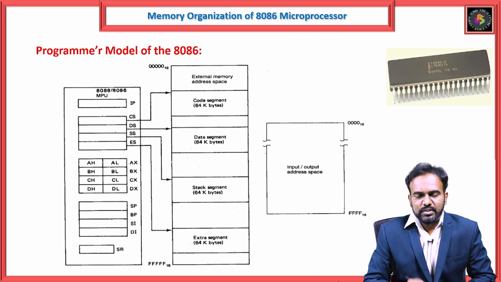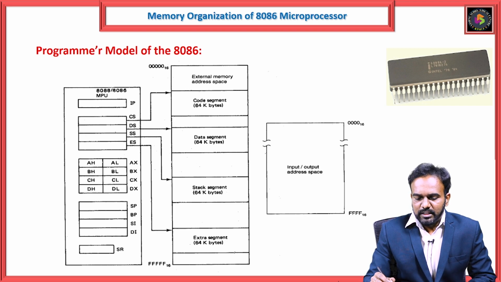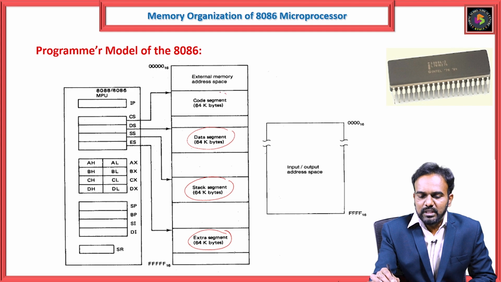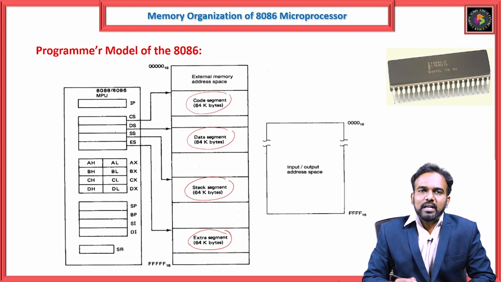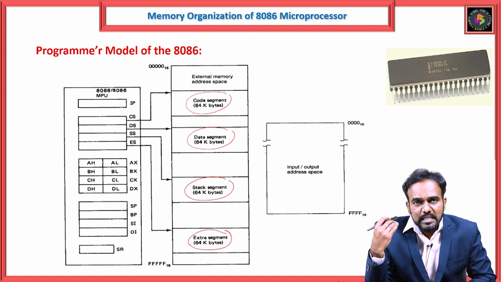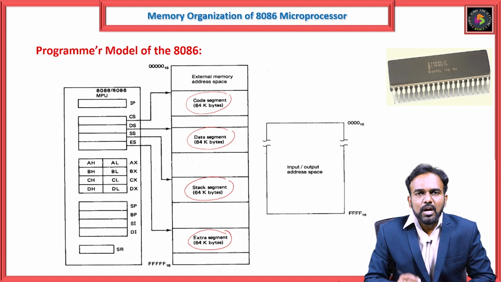Everything he must understand. This shows our 64 KB extra segment. This shows the stack segment, 64 KB. This one shows the data segment, 64 KB. This one shows the 64 KB code segment. He has to know how many segments are available and how many segments we have to initialize for the operation.